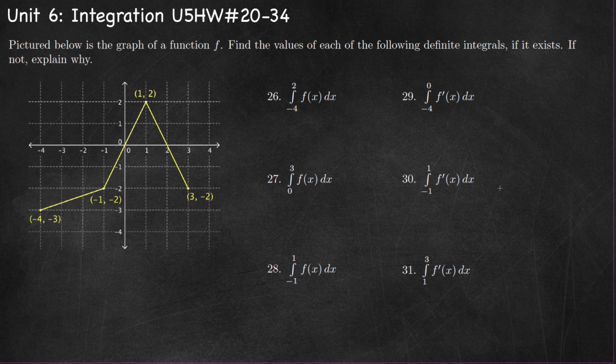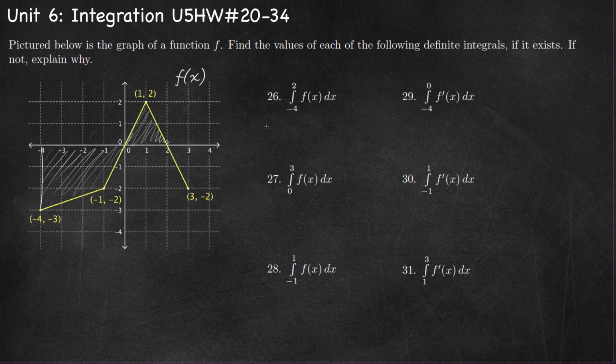For the next set of problems, we have the graph of a function f of x. We want to find the values of each of the following definite integrals. We don't have the equation, we have the graph, and so we're going to find these integrals using the area under the curve. For number 26, we want the integral of f from -4 to 2. And that's just going to be the area between the curve and the x-axis from -4 to 2.